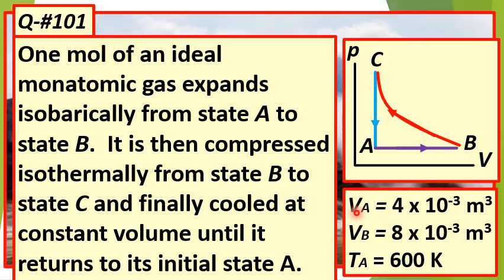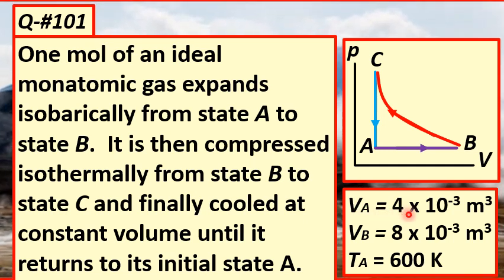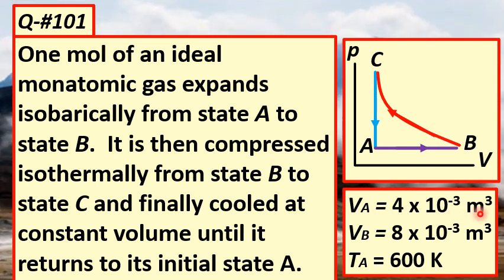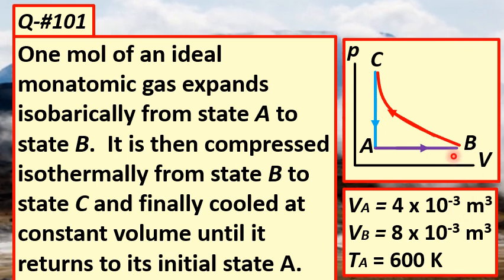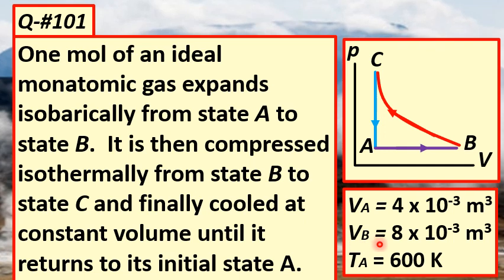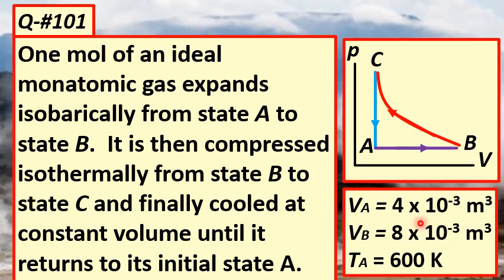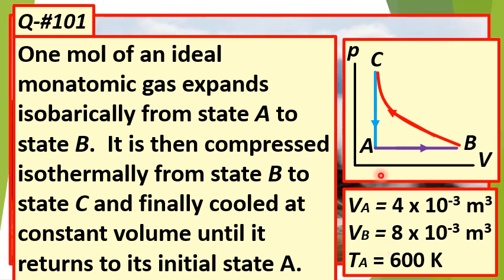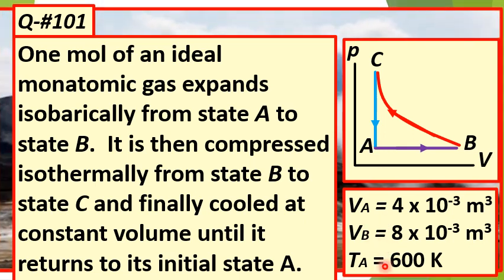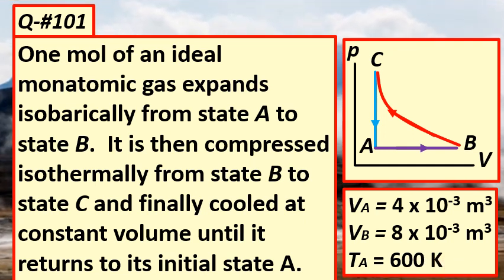So at state A, we are given the volume of the gas equal to 4 times 10 to the negative 3 meter cube. At state B, the volume of the gas is 8 times 10 to the negative 3 meter cube. The temperature at state A is also given, which is 600 Kelvin.